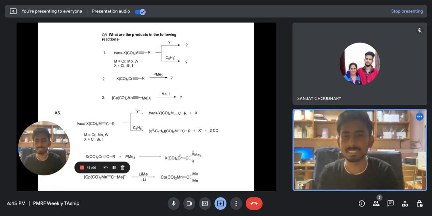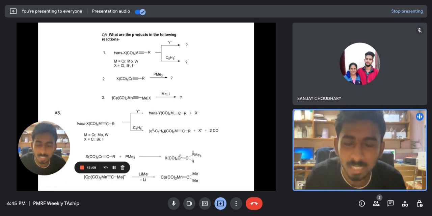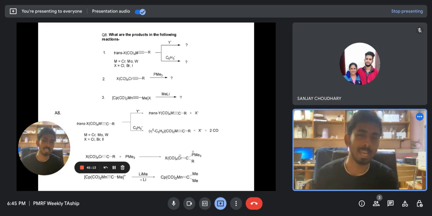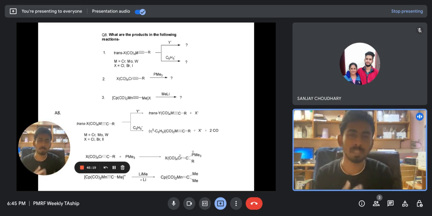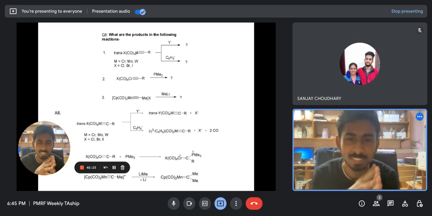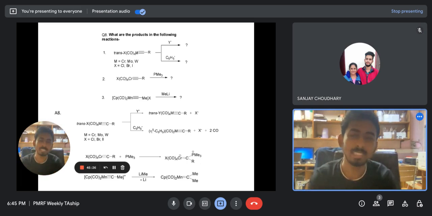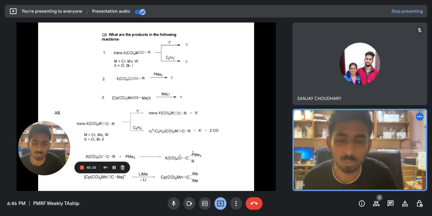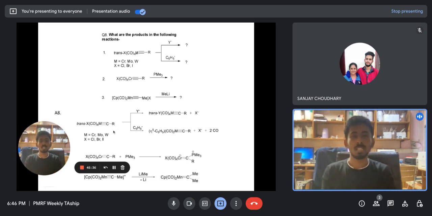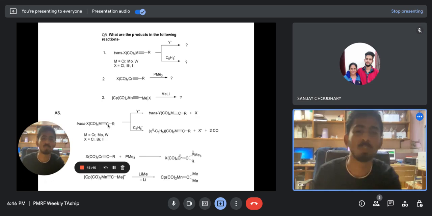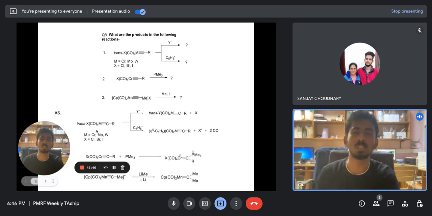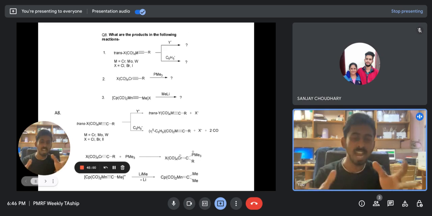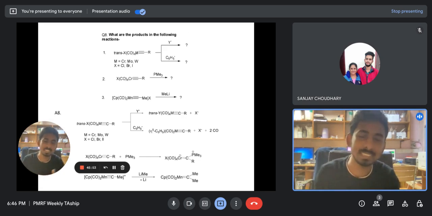One by one, we will see what happens. Firstly, when trans-X(CO)4M triple bond CR is treated with Y minus, we have Y minus as a potential nucleophile, because Y carries a negative charge, so it has a lot of electron density. It will attack the electronically deficient center. The carbon is bound to the R group, and the R groups are not specified as any electron withdrawing substituent, so we are unsure about the nature of the carbon, whether it is electrophilic or nucleophilic. But in this case, the metal has high electron density, though it is attached to the carbonyl centers, which are able to drag the electron density from the metal center by stabilizing its low oxidation state.